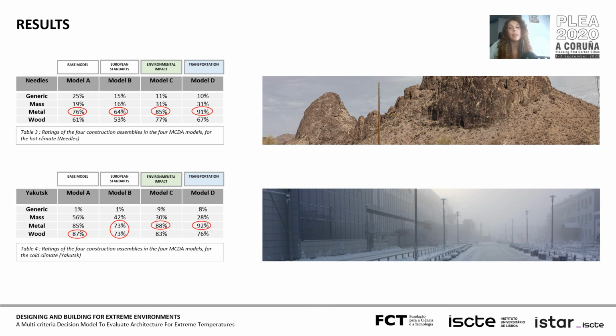The second best rated in Needles was wood, and in Yakutsk, it was both metal and wood. This was particularly interesting for us because it suggests that a similar construction assembly can be considered for 2 very different and very extreme climates. As you can see, both generic and mass materials rated much worse than the other 2 if we compare percentages.